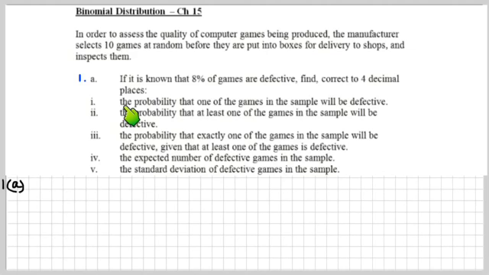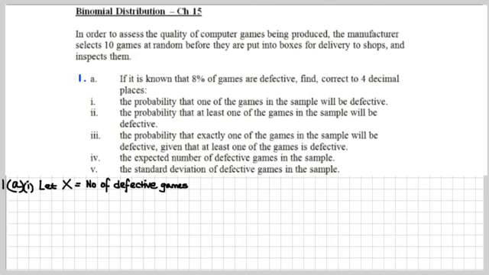Now, it looks to me like this is a binomial situation because we've either got defective or not defective. The probability is always the same and the events are independent. So, no problem. Let's go at it with that in mind. So, part 1, let's have a look at that.